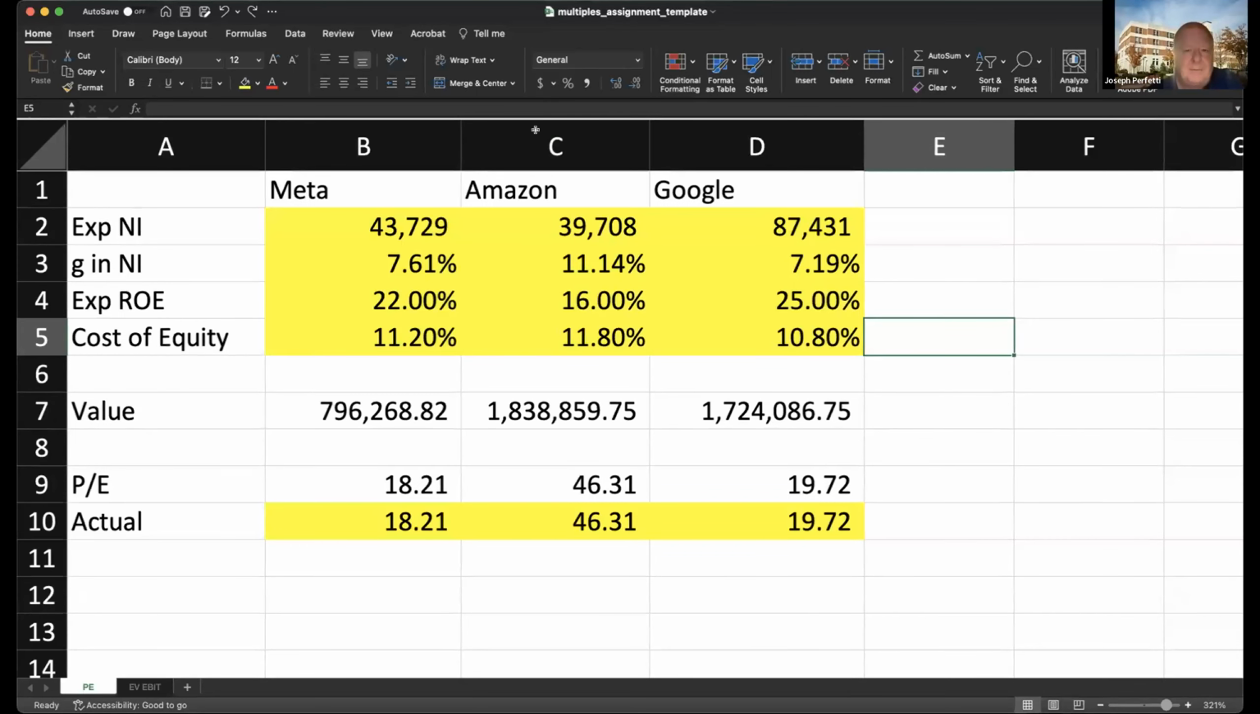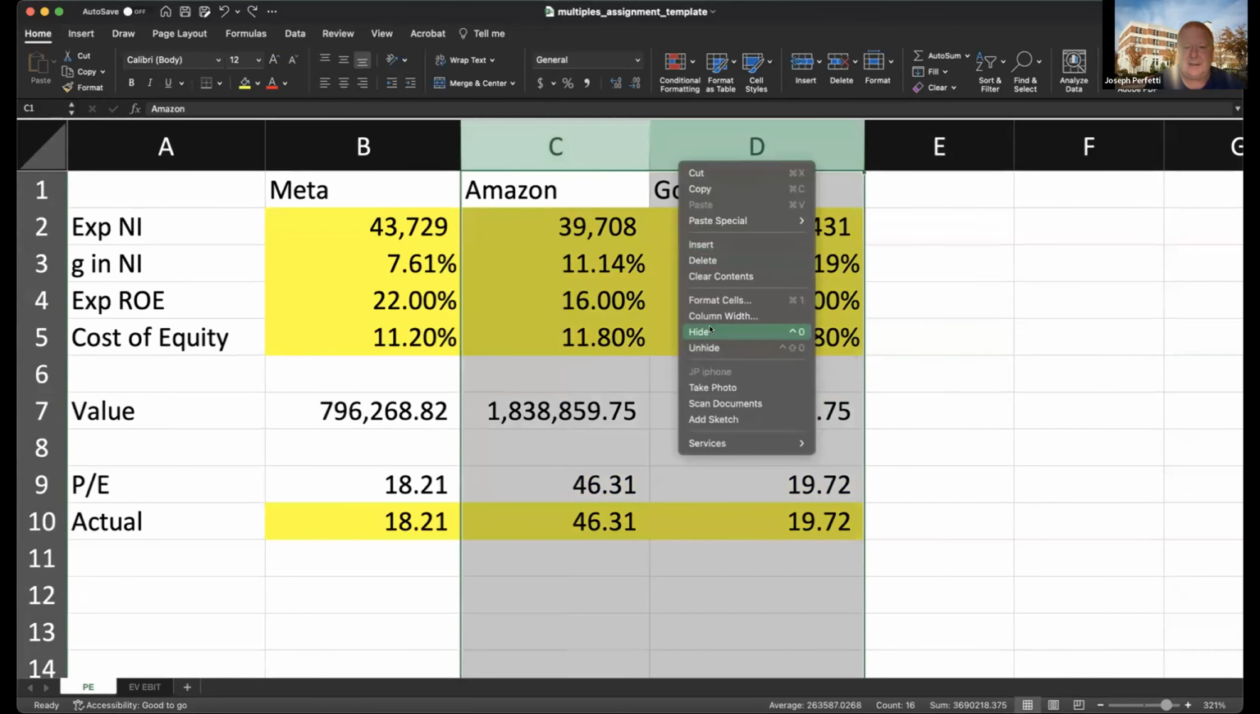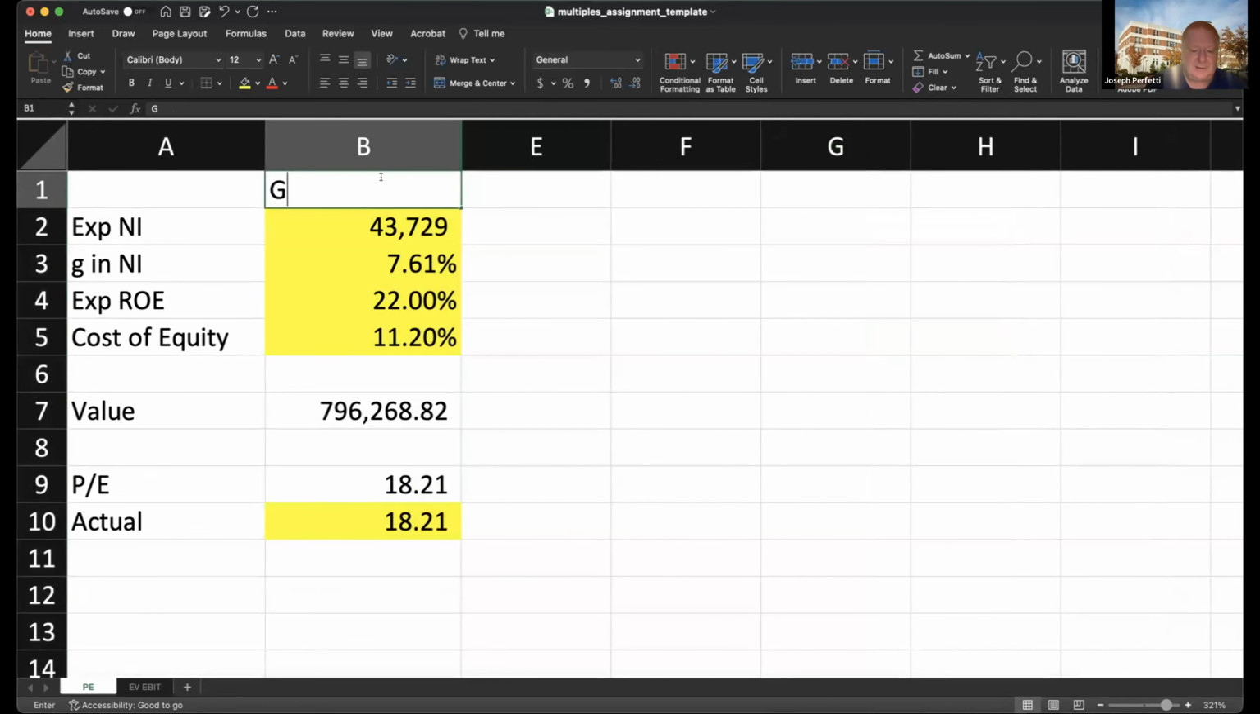All right, so for purposes of right now, don't worry about these other companies. Hide. This is generic.